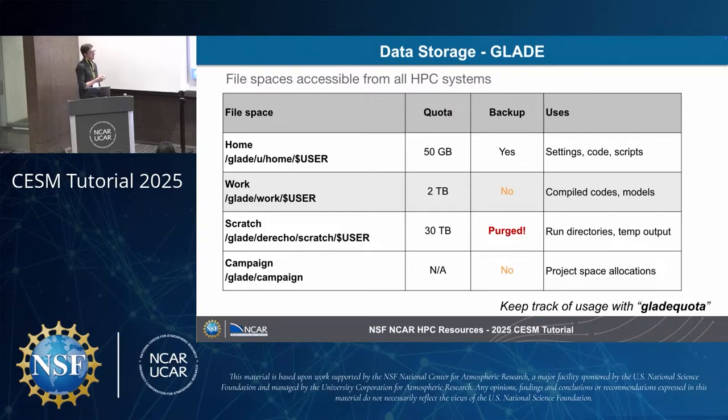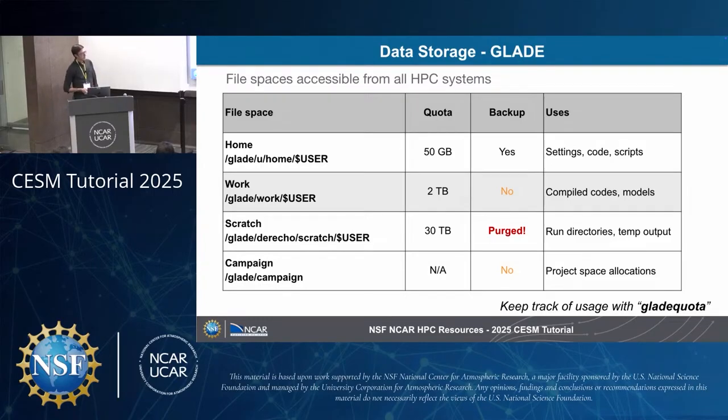Now, work is a much larger space. It's 2 terabytes, so you can fit a significant amount of compiled code and some data in work. We don't back it up. It's too large to back up. So don't put really important things that you can't stand to lose there. Or if you're putting things in work, make sure you have a backup of it somewhere, like code that's in Git or something like that. But we also don't delete stuff in work for you. It's up to you to manage that space effectively.